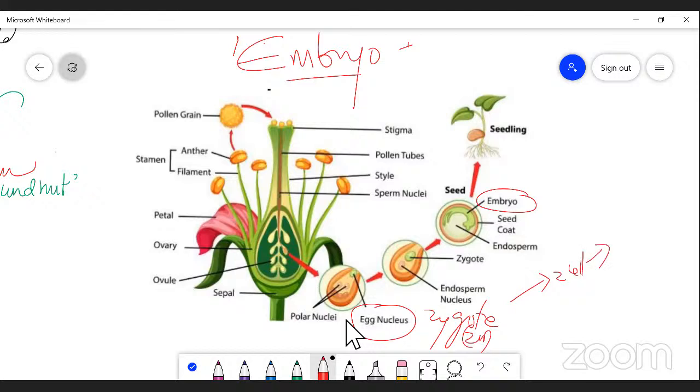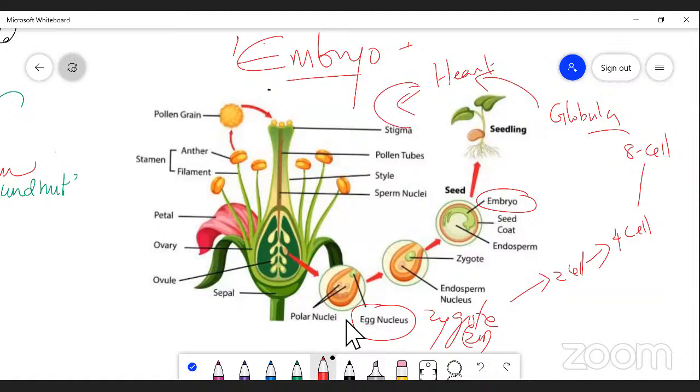Again, it undergoes cell division to form the four cell stage. Again, it develops into the 8 cell stage. Again, it undergoes mitotic cell division to form a globular structure. Again, it undergoes several changes to form a heart shape. Then finally, it forms the embryo.